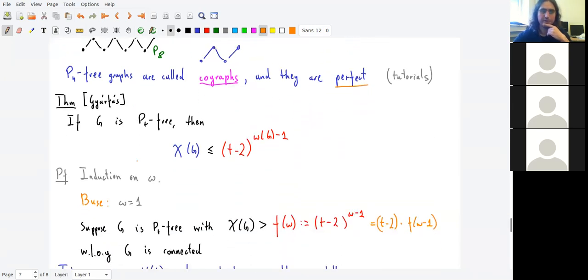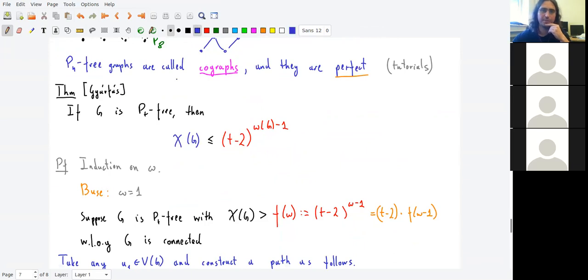So now we will prove the following bound: if I've got a P_t-free graph, then chi of G is bounded by (t-2)^(omega(G)-1). I think I need to assume t is at least 4. I hope that I did not miss any plus or minus ones in those numbers. But observe now that all the chi-boundedness proofs that we have done so far were giving a polynomial function. Now, our chi-boundedness will be exponential in omega. Good. So this is what we are going to prove now.